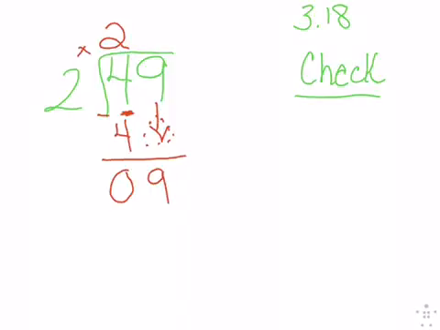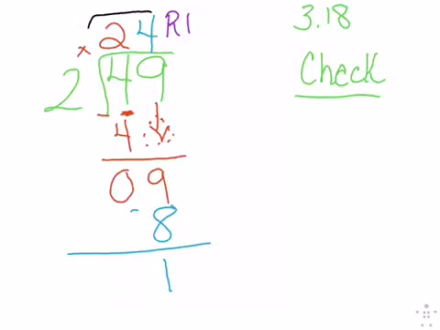Well, I know that 2 times 4 gets me 8. So 4 times 2 is 8. I used up 8 of my discs, pretend I passed them out, and I should have had 1 disc remaining. And that's my remainder. So of course, to do our check, we take our quotient, which is our answer.